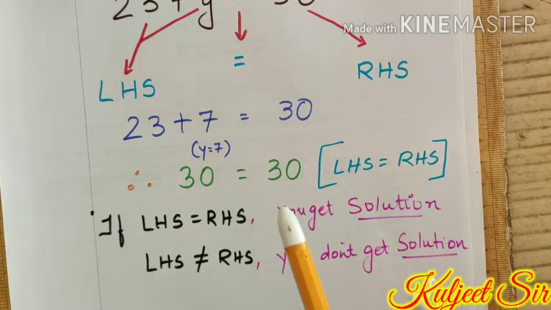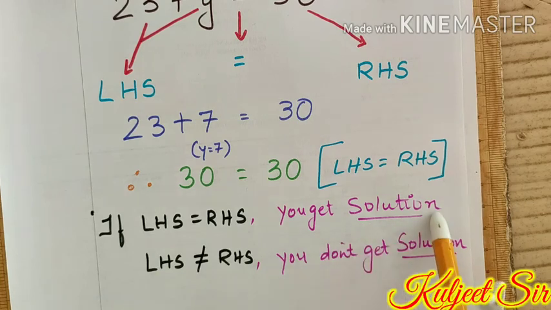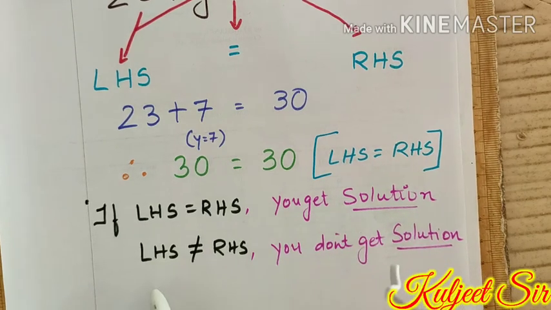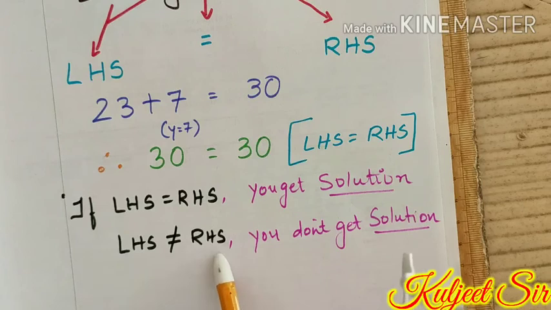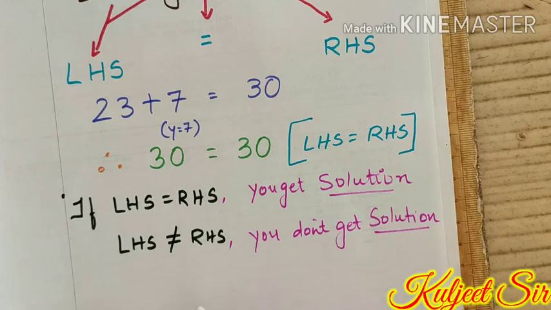There is one condition as well, the last part I am explaining. If the LHS is equal to RHS, which is the case here, then definitely you will get a solution. But if the LHS is not equal to RHS, say for example here it was 30, and here if I get an answer as 35, then I will not get a solution. So this is just the brief initial starting part for equations. In tomorrow's video, I will be explaining how we solve equations with the various methods.